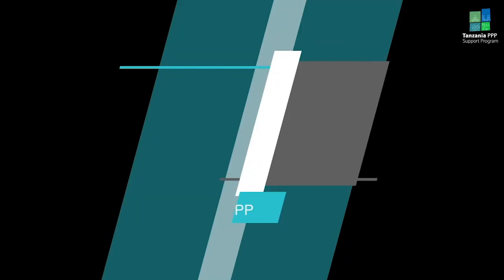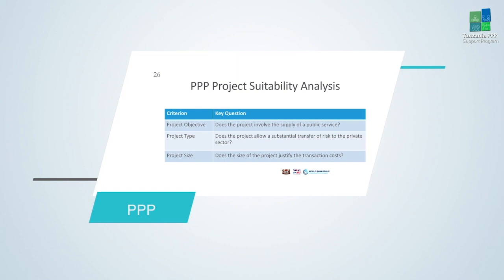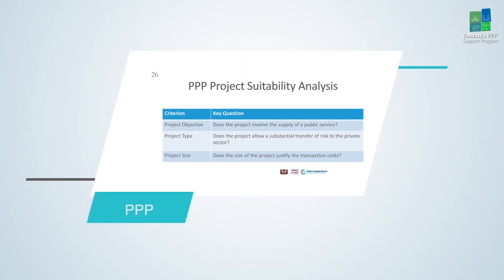Project size is important for public-private partnership suitability. Remember, public-private partnership procurement, you probably need outside experts. It's going to take longer. The project itself may very well deliver better value, but the procurement itself could be rather expensive.